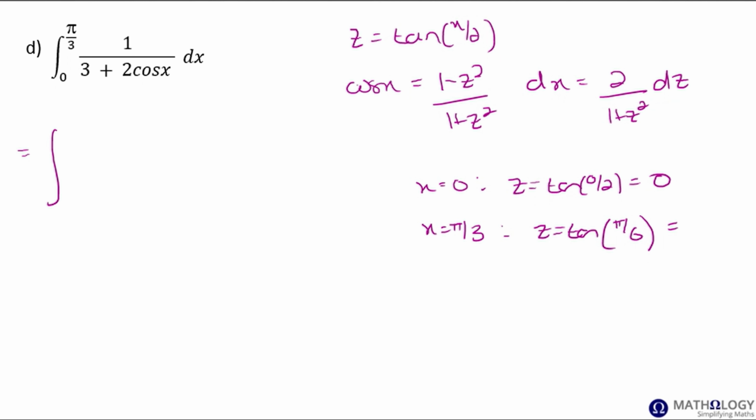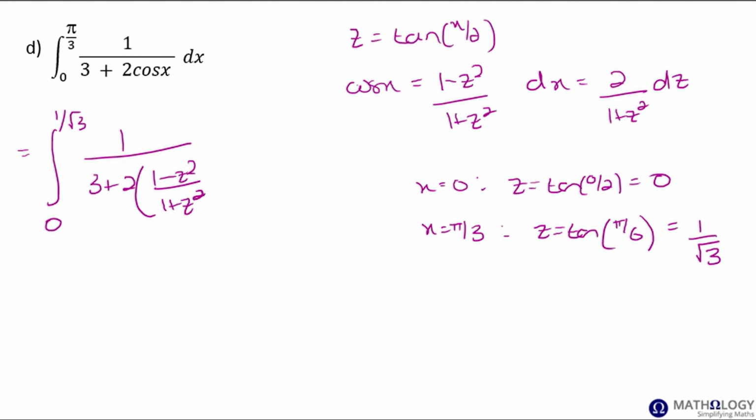In degrees, that's tan 30. Tan 30 is 1 over the square root of 3. So the limit of integration will be from 0 to 1 over root 3 of 1 over (3 + 2 times cos x), where cos x is (1 - z squared) over (1 + z squared), and dx is 2 over (1 + z squared) dz.